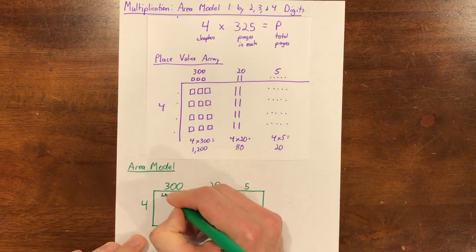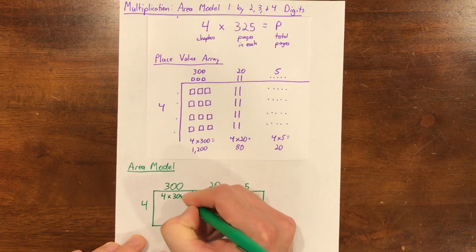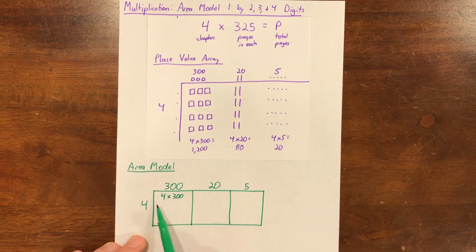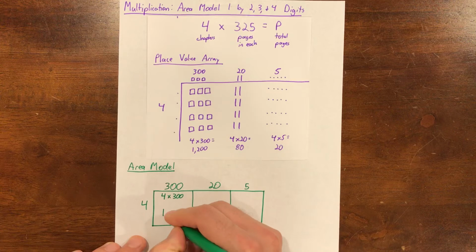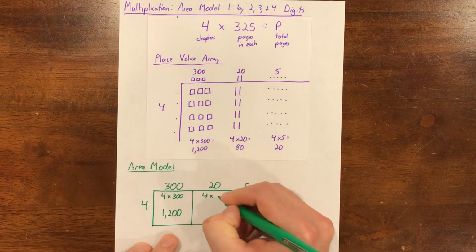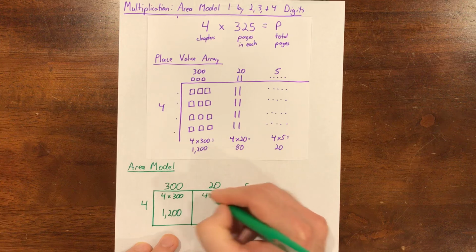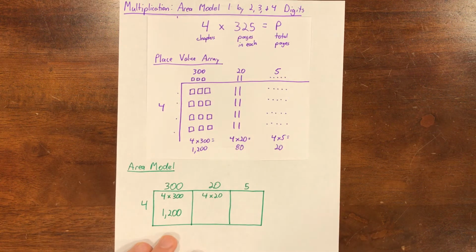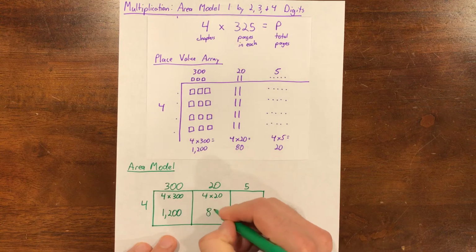Right, we're going to take 4 times 300 because this rectangle has a length of 300 and a width of 4. 4 times 300 is 1200s, or 1,200. Awesome. What about this rectangle? Go ahead and say it out loud. Yeah, 4 times 20. It has a width of 4 and a length of 20. 4 times 20 is 4 times 2 tens, which is 8 tens, or 80.